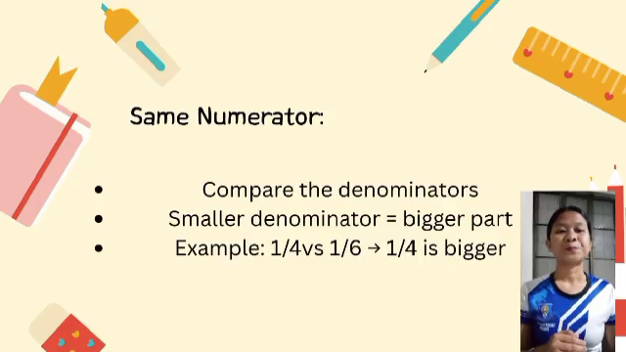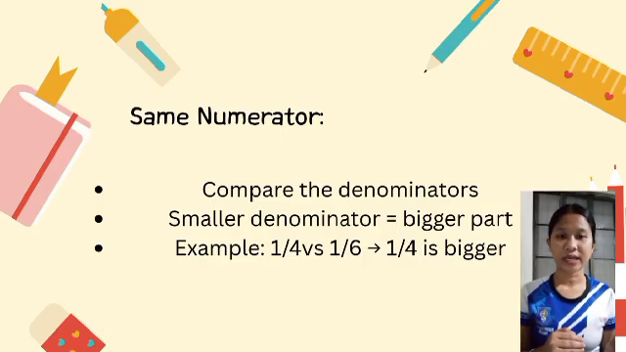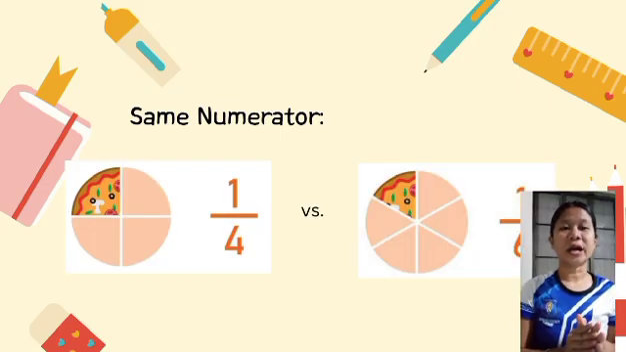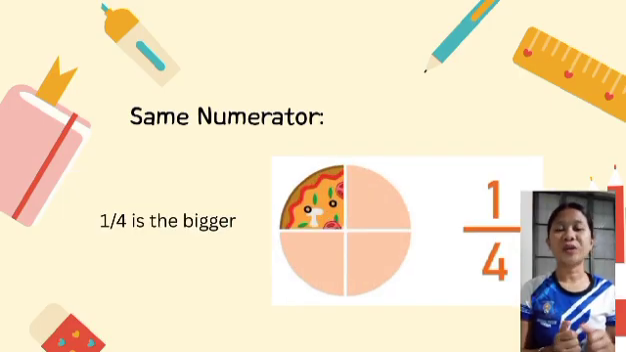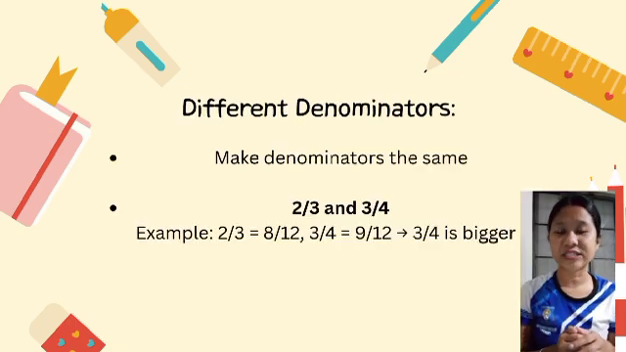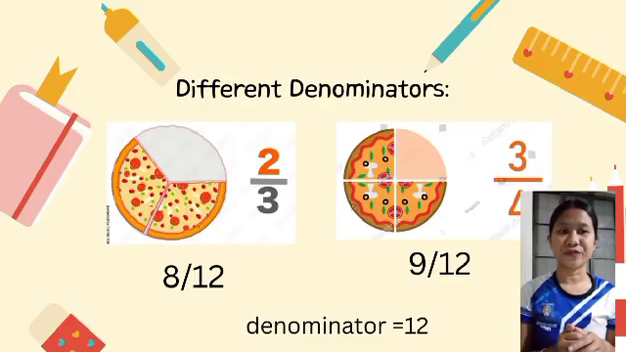Okay, so let's try to compare fractions with the same numerator. When fractions have the same numerator, it means we have the same number of parts, but the denominators are different. So the sizes of the parts are different.